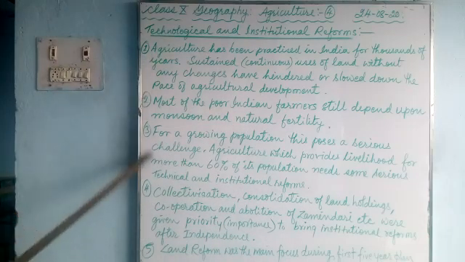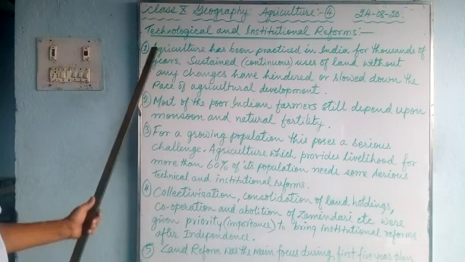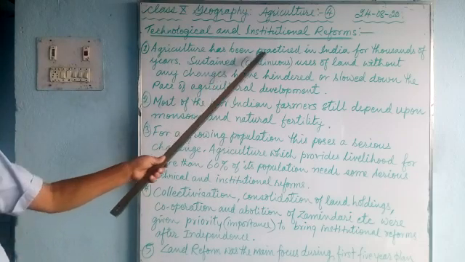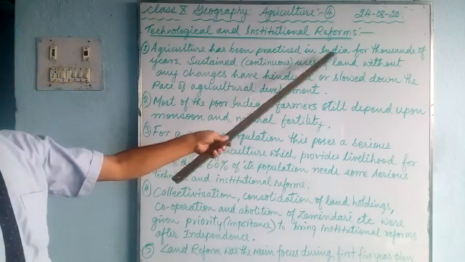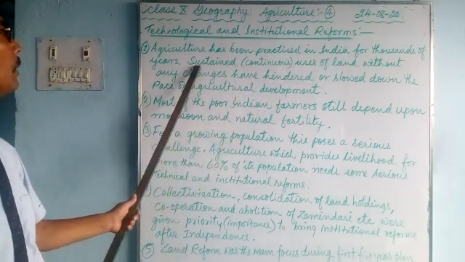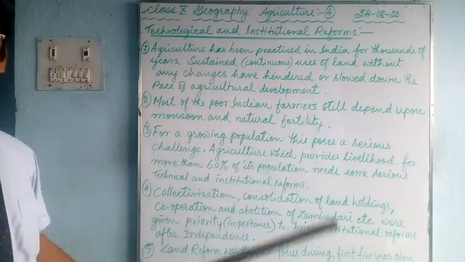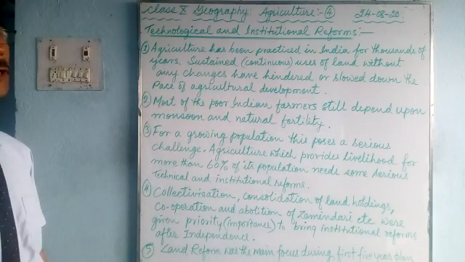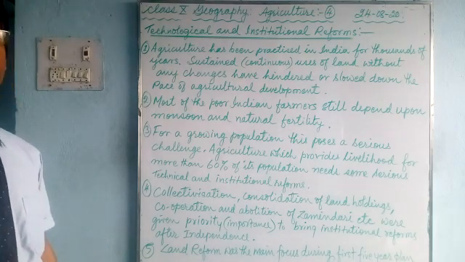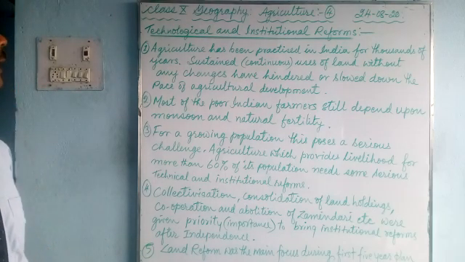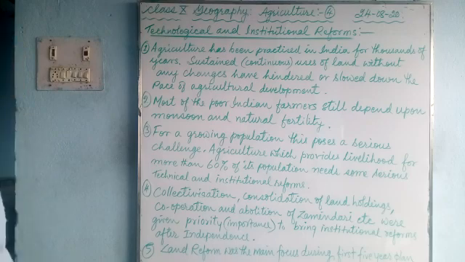Number 1, there are altogether 5. Number 1: farming has been practiced in India for thousands of years. Thousands of years have passed. Indians, from ancient times till now, have practiced agriculture for a long time.